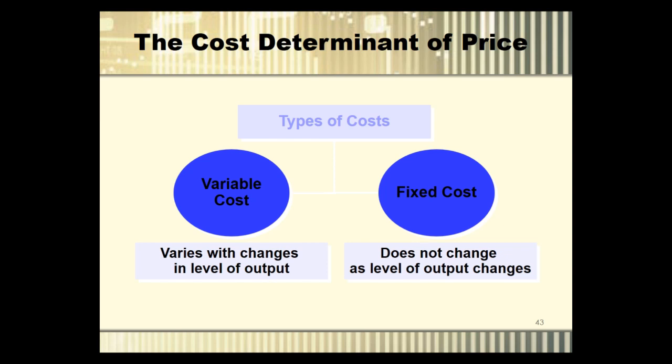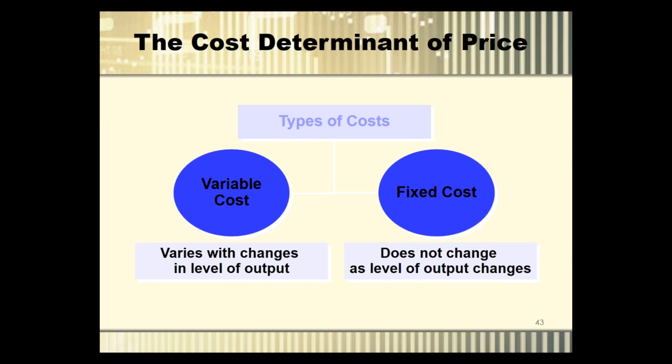Variable cost varies with the changes in level of output. Fixed cost does not change. So you sell zero, those fixed costs are the same. Variable costs, they're going to change depending on the level of output. Break even is the concept of when you cover all of your fixed costs with your marginal profit, and now you start to be profitable.